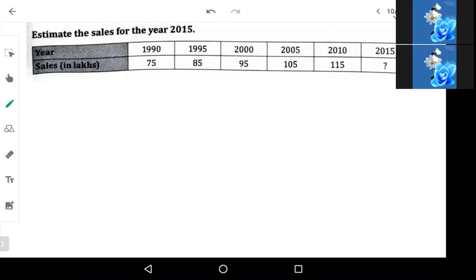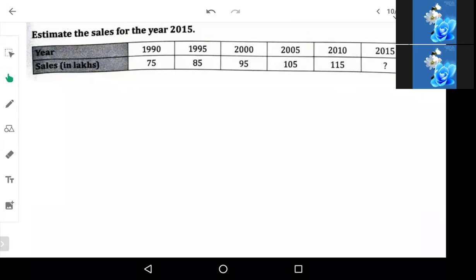Now, this is the next problem. Estimate the sales for the year 2015. If you see from the start, you have all the data, and the last one which we have to find is 2015. From 1990, next is 1995, 2000, 2005, 2010, 2015. And they have given us the sales. I told you variables can be anything. It doesn't matter. The same procedure has to be followed here also.